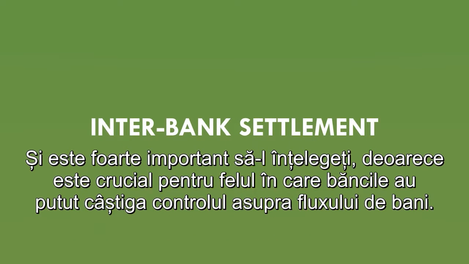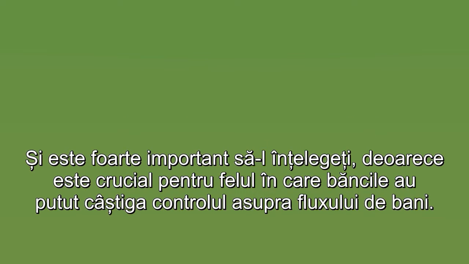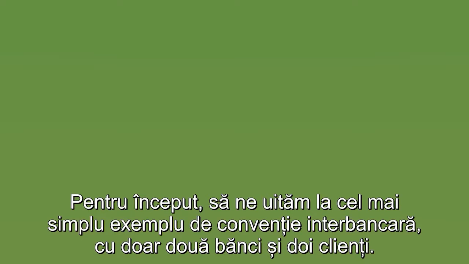This process of banks making payments between themselves is called interbank settlement. And it's really important to understand it because it's crucial to the way that banks have been able to gain control over the entire money supply. First, let's look at the simplest example of interbank settlement, with just two banks and two customers.